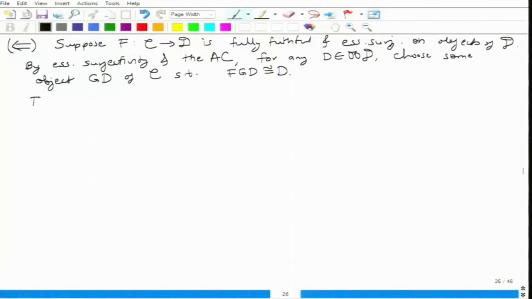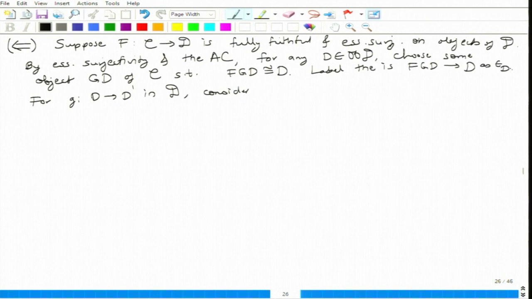Our functor is not yet defined. We have just defined the object to object assignment. We still have to do a morphism to morphism assignment. How do we do that? So, for little g from D to D dash in D, what can we do? Consider, maybe this is isomorphic. We should label the isomorphism itself, label this isomorphism as epsilon sub D.